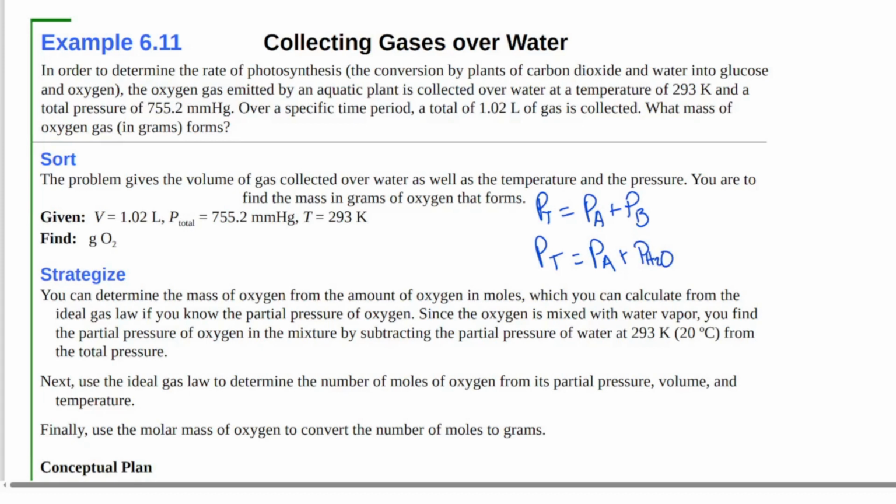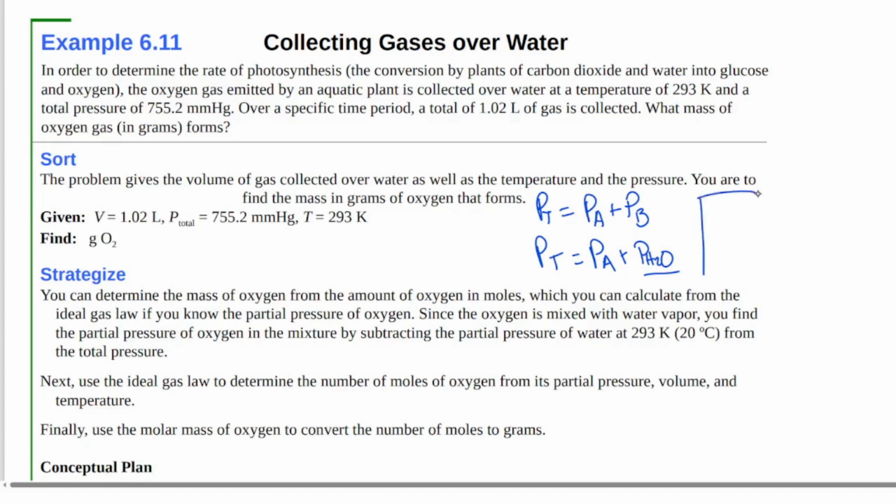Now, if you collect a gas over water, you have to account for the partial pressure of water at that temperature because there will always be water mixed in. So let's read the problem. In order to determine the rate of photosynthesis, the conversion by plants of carbon dioxide and water into glucose and oxygen, the oxygen emitted by an aquatic plant is collected over water at a temperature of 293 Kelvin and a total pressure of 755.2 millimeters of mercury. Over a specific time period, a total of 1.02 liters of gas is collected. What mass of oxygen gas in grams forms?